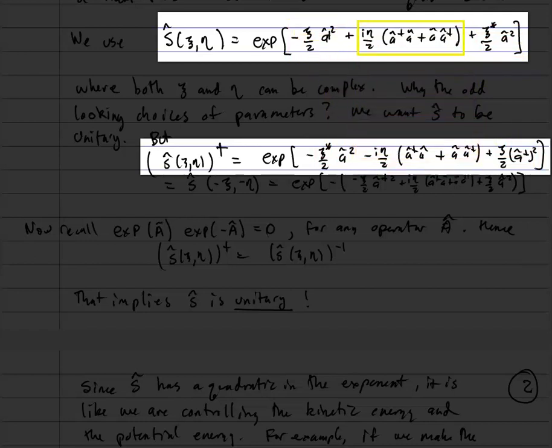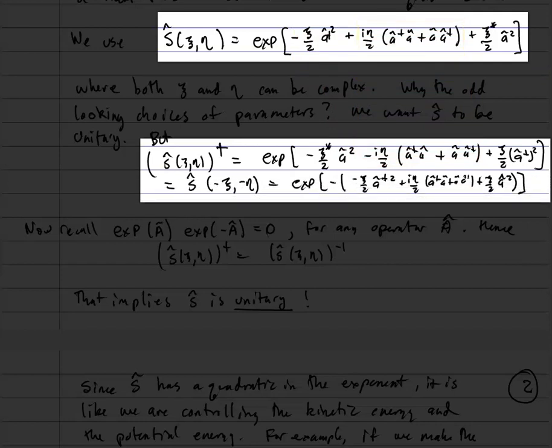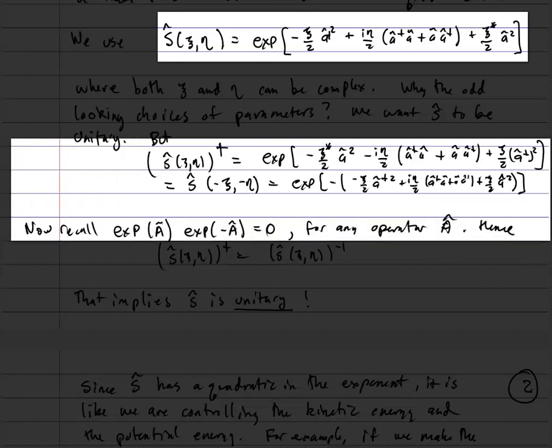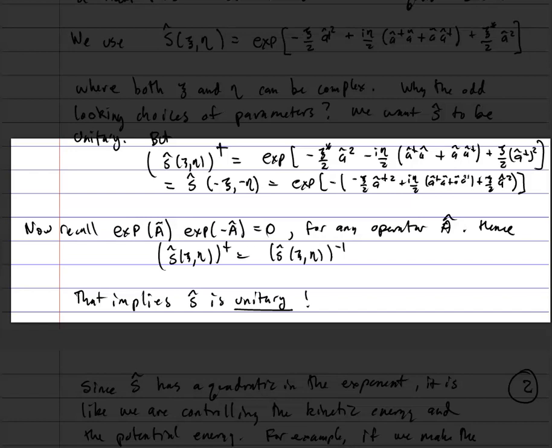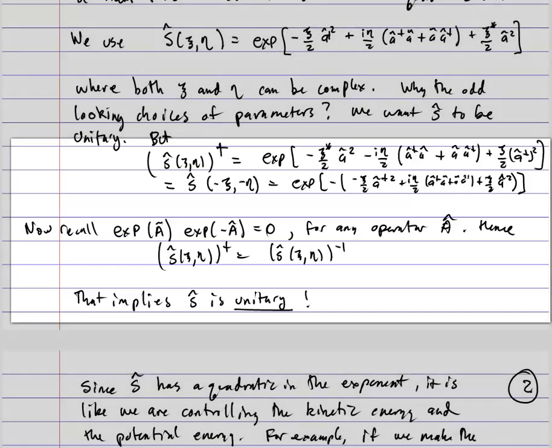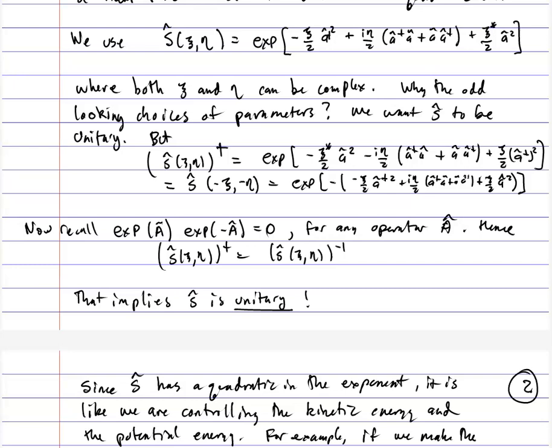So that's actually the squeezing operator with a minus ξ and a minus η. Now, because the exponential of minus A is the inverse of the exponential of A, even when capital A is an operator, the Hermitian conjugate of this object is actually the inverse operator. And that's exactly what a unitary operator is: the Hermitian conjugate is equal to the inverse operator. So by making this choice, which looked odd to begin with, we're guaranteeing that the squeezing operator is indeed a unitary operator. So that was the reason why we have this odd-looking beast that we are working with.